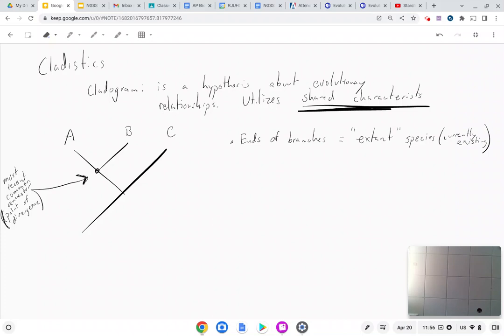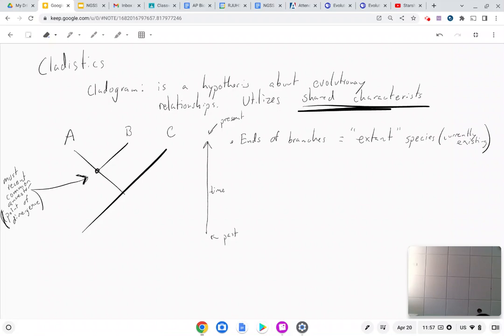The reason that we know that A, B, and C are extant is because time on a cladogram moves forward, or moves up. So present day would be at the top, right? Present day. And then this is the past down here. So as you move up the cladogram, you're moving forward in time.